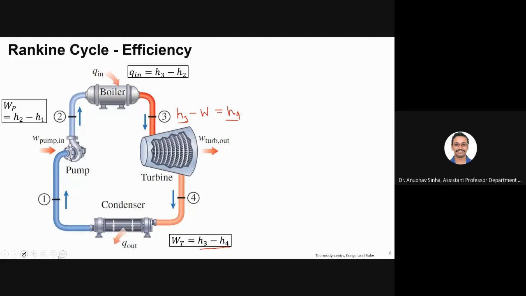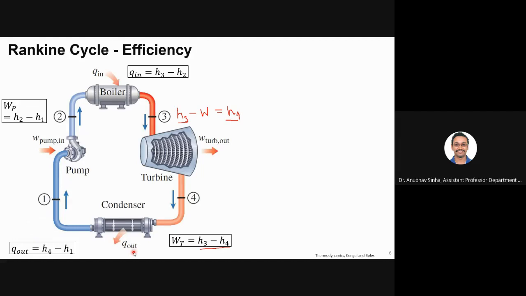Fine. Now let us go to the last process where the condenser is removing heat. Again, similarly, we will take H4 minus H1. H4 we have initially, and finally we have H1. So that will give you the amount of heat removed in this condenser, Q.